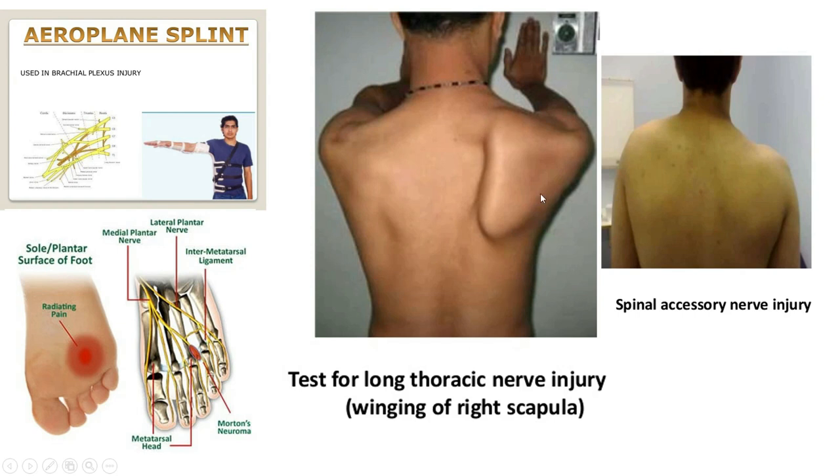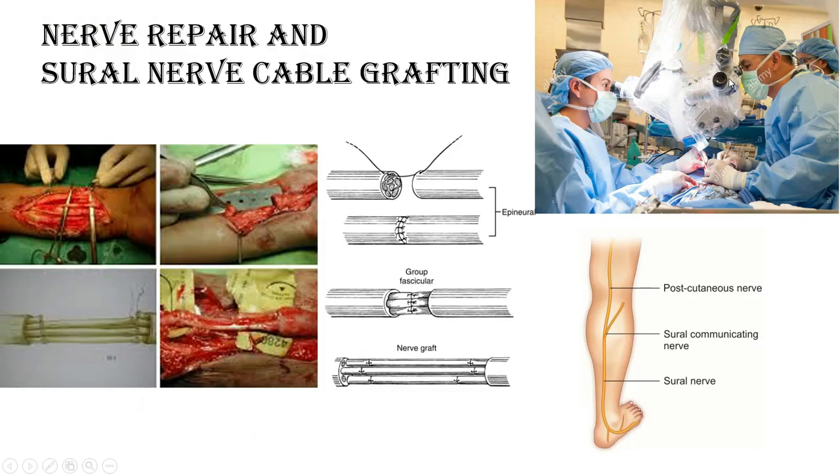And this is called winging of the scapula. This is due to long thoracic nerve injury. It can recover within 3 months. And due to spinal accessory nerve injury, there will be wasting or lowering of the scapula, and rotation of the neck also occurs.